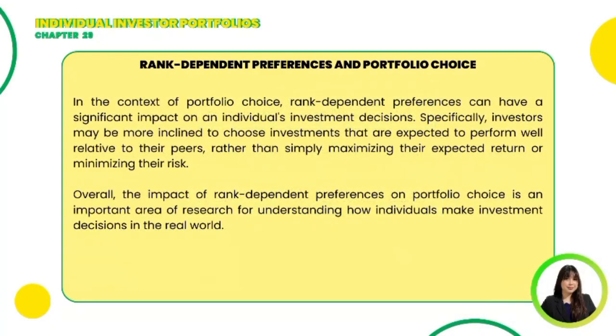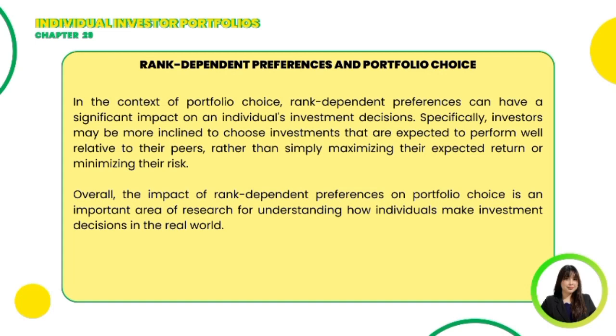In the context of portfolio choice, rank-dependent preferences can have a significant impact on an individual's investment decisions. Specifically, investors may be more inclined to choose investments that are expected to perform well relative to their peers, rather than simply maximizing the expected return or minimizing the risk. For example, an investor may choose to invest in a mutual fund that has outperformed its peers in recent years, even if its expected return is not significantly higher than other funds.